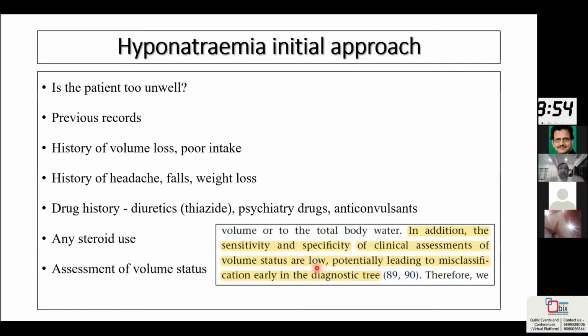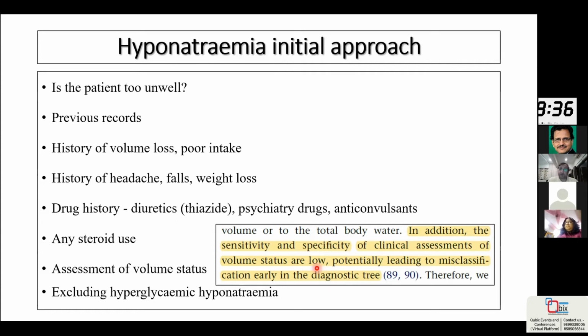I will come to that in the diagnostic tree. So the volume status comes later on in the diagnostic tree. More often than not, unless it is barn door, the volume status is not assessed correctly.